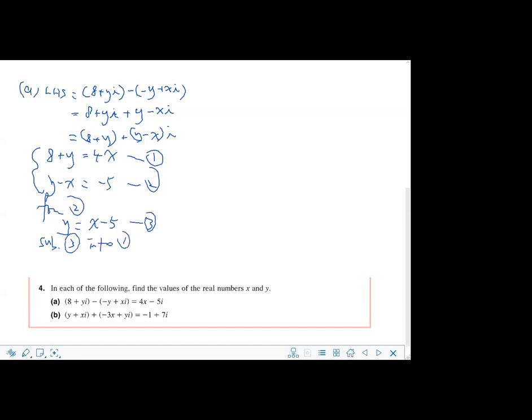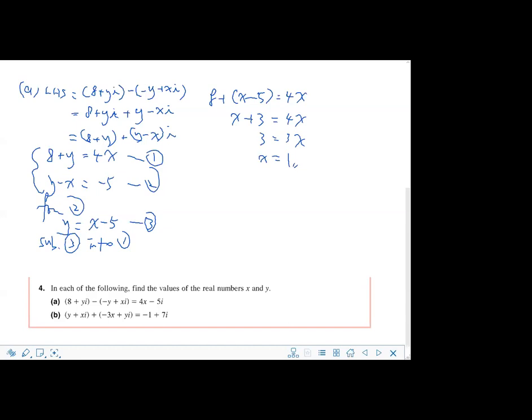Okay? Equation 1 is 8 plus y. But y is changed to x minus 5 equals 4x. Okay? And then x plus 3 is equal to 4x. 3 is equal to 3x, which means that x will be equal to 1. Okay? So that is the answer for x.